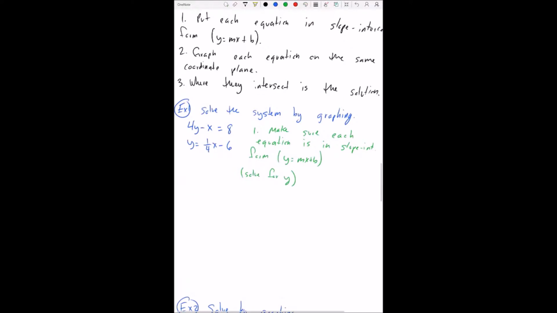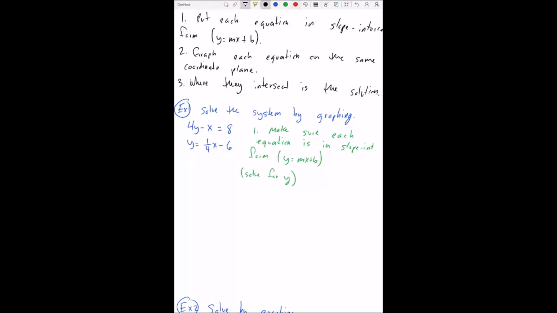So let's take a look at example one. We need to solve this system by graphing. We have 4y minus x equals 8, and we have y equals 1/4 x minus 6. The first thing we need to do is make sure that they're both in slope-intercept form, which is y equals mx plus b. And what that means is to solve for y.